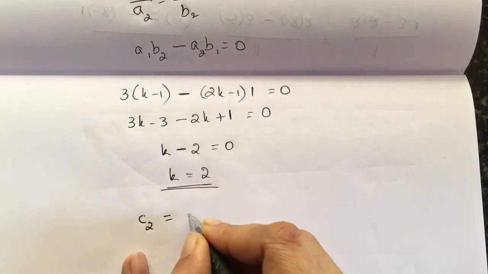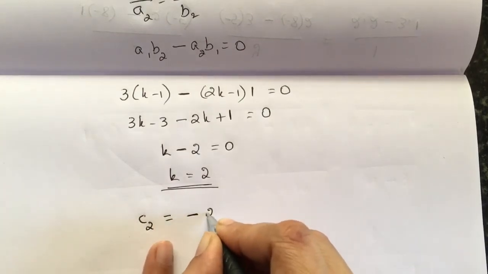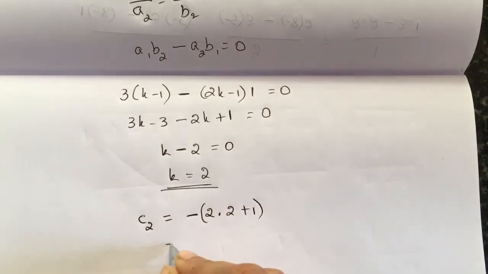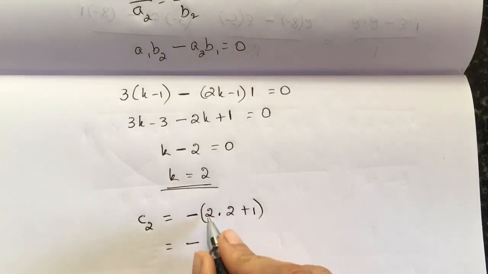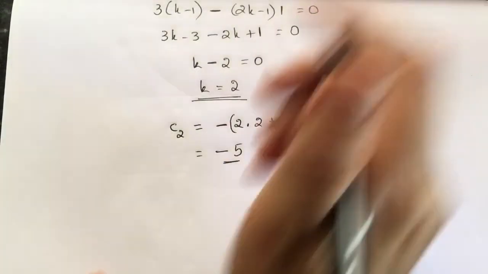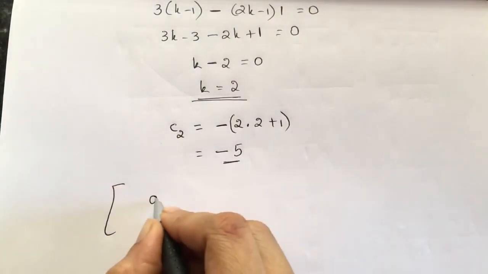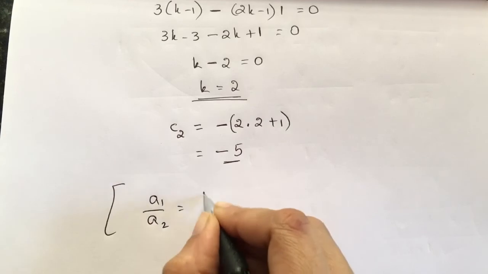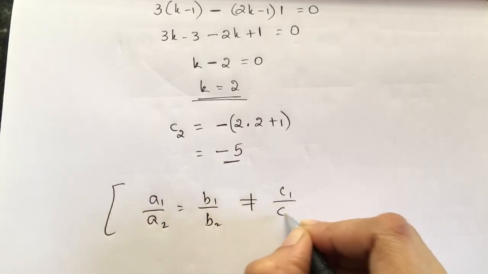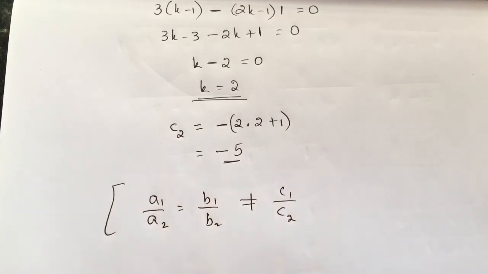C2 will be minus 2 into 2 plus 1. It is minus of 4 plus 1, 5. So C2 will be 5. Now you just cross check, okay? A1 by A2 equal to B1 by B2 should not be equal to C1 by C2. You cross check whether it is true or not.